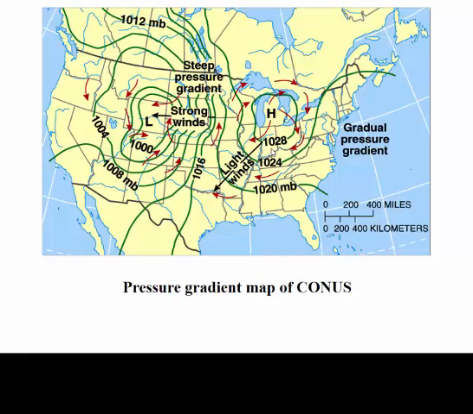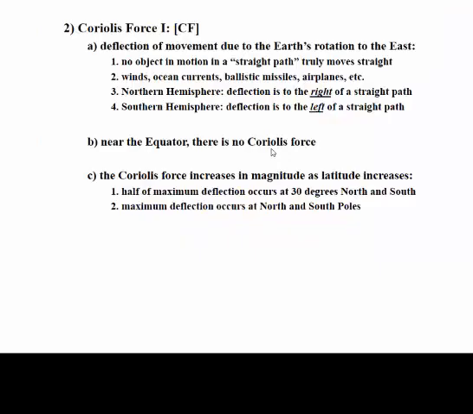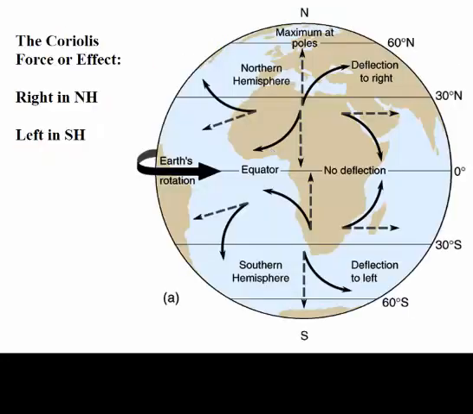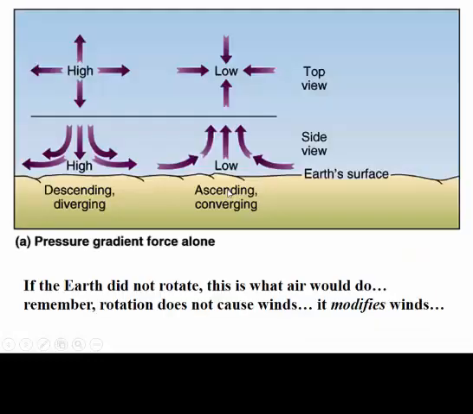So you can see the pressure gradient map for the continental U.S. And then we have the Coriolis effect, or the force, deflection or movement due to the Earth's rotation. So these winds aren't going to take a straight path, but are going to be affected by the rotation of the Earth. In the northern hemisphere, this deflection is to the right. Southern hemisphere, its deflection is to the left. So you can start to see how in the northern hemisphere they're going to be deflected towards the equator. Southern hemisphere directed towards the equator.